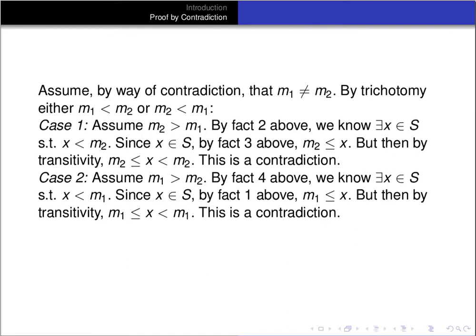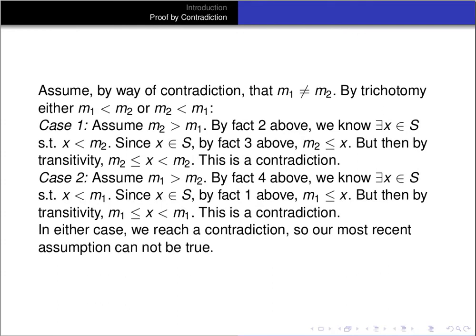So in either case, we get a contradiction. We assumed our hypothesis that M1 and M2 were infimums. We assumed the negation of our conclusion, that M1 is not equal to M2. That gave us two cases, and each case leads to a contradiction. So that means that our assumption can't be true. We can't have all these assumptions at once. In other words, if M1 and M2 are infimums, then we have to have M1 equal to M2. So that's an example of a proof by contradiction.